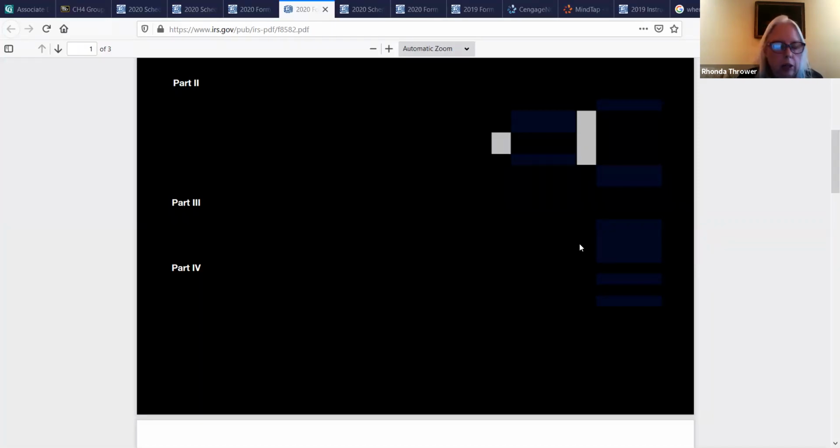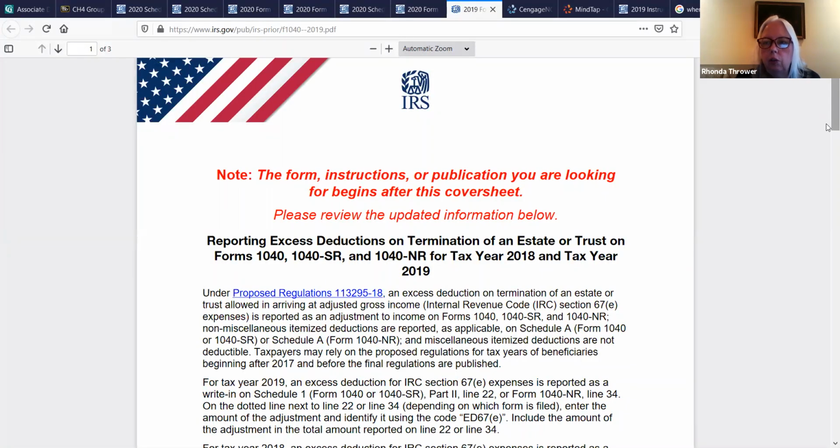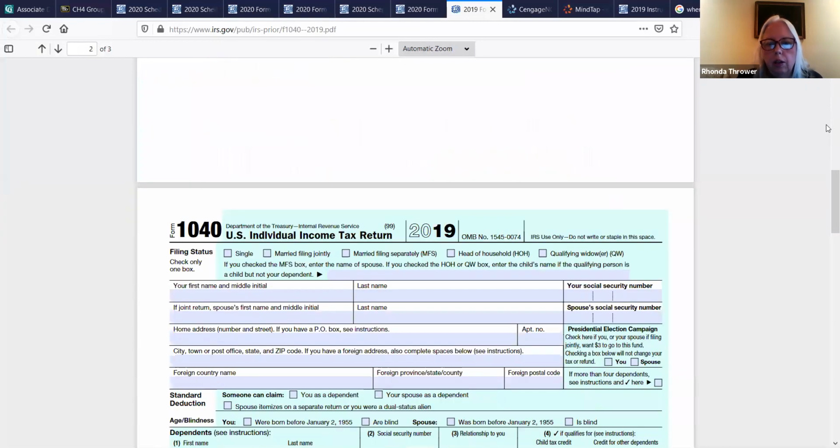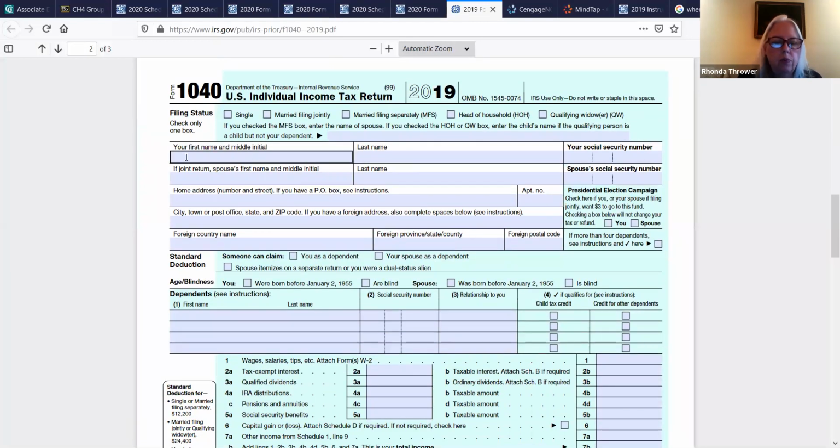So before we can do this, we need to show that we had a gain on the sale of our home. So technically we don't have the information for this right here at this point in time. So if you don't mind, I'm going to go back to my 2019 1040 form, and I'm going to enter some information that we do know about the 1040 form.